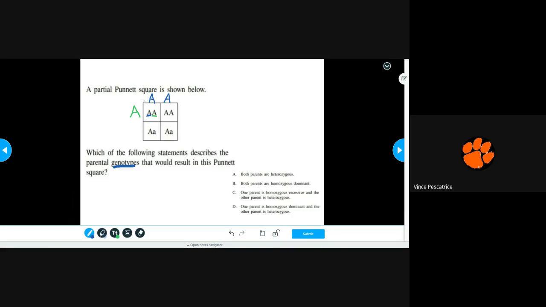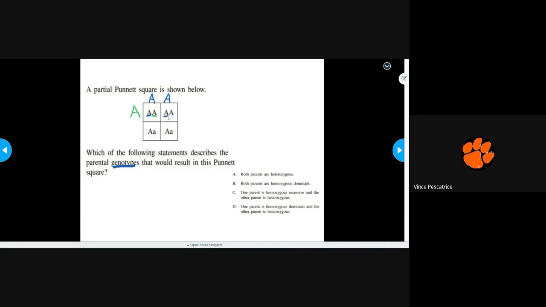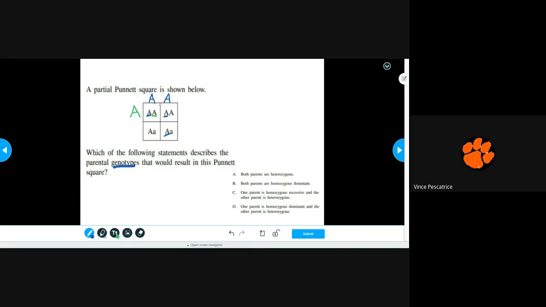So that's the only way that if the father gives a blue allele, capital A, and the mother gives this green capital A, that this box can be homozygous dominant. And same with this box. So that means this would have to be an A. Because the dad has to give one A here and one A here, so this has to be a capital A.